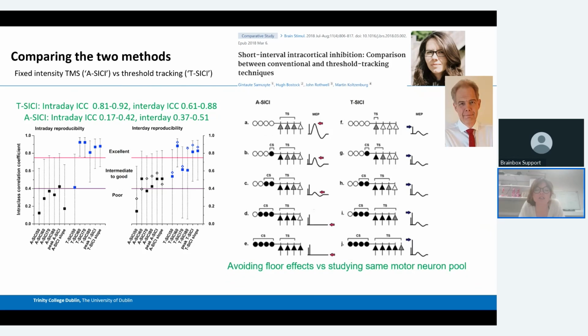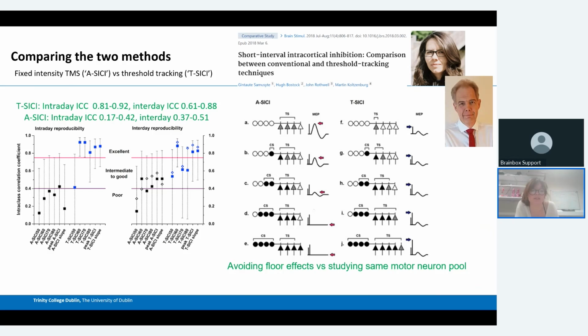And then there's a nice discussion in this paper about the way that this method allows you to avoid floor effects. There's a lovely figure at the end of it. But there is a discussion around the idea that if you're keeping the test stimulus consistent using amplitude-based SICI or fixed intensity, the assumption is you're consistently activating the same set of motor neurons, which might be preferential if compared to threshold tracking, if you're interested in specifically studying the same pool of motor neurons.